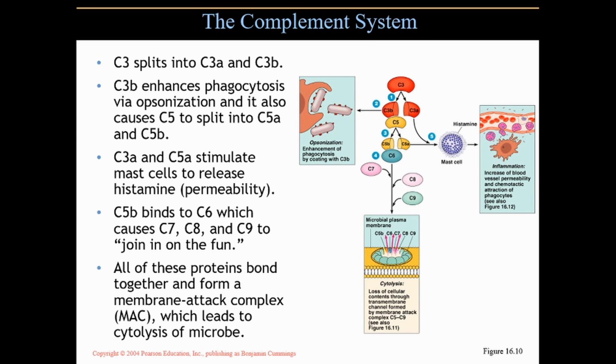Okay, what's opsonization? It's described here as being an enhancement of phagocytosis. So you look at that picture and you have the bacterial cells there. That's what those rod-shaped things are with the red dots on them. The red dots are C3b.